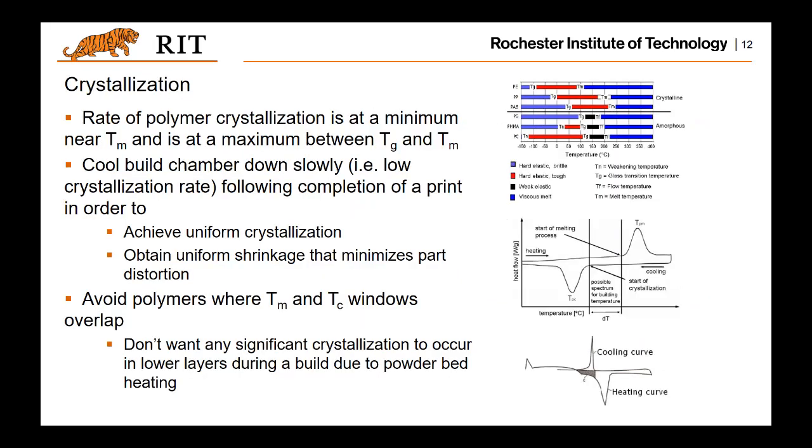And the crystallization of the polymer material can also be checked through these DSC curves. The rate of polymer crystallization is at a minimum near the melting point, and it's at a maximum between the glass transition temperature and the melting point.